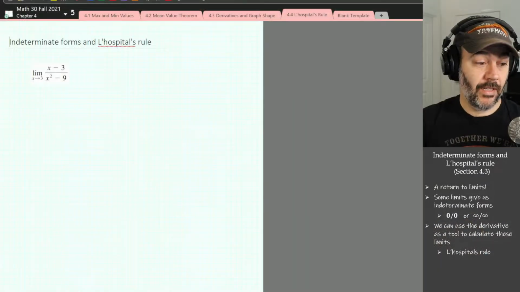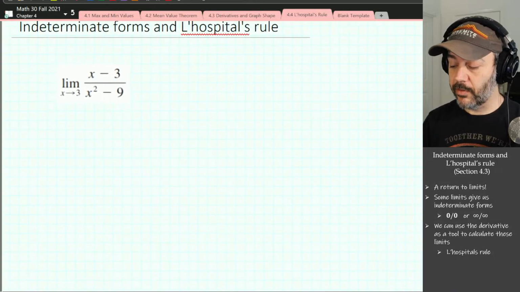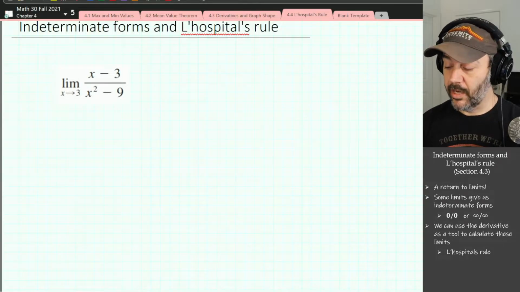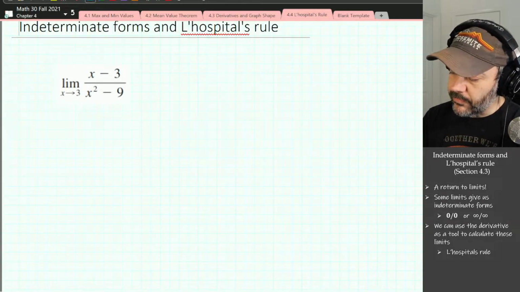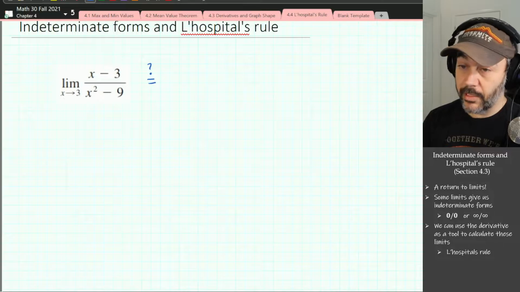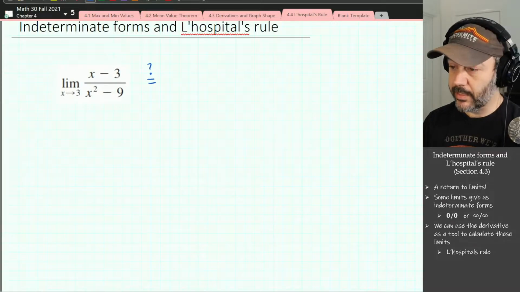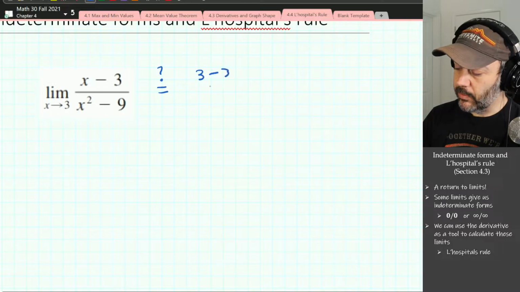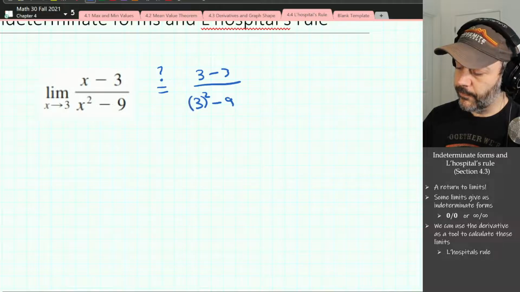Okay, so let's do this one. This is the one that's actually kind of a throwback question. What's the limit as x goes to 3 of x minus 3 over x squared minus 9? So as always, first thing you should try is direct substitution and see what you get. So we put a question mark here to say, does this equal what we get when we do direct substitution? Well, let's check. So it would be 3 minus 3 over 3 squared minus 9. And that is 0 over 0.